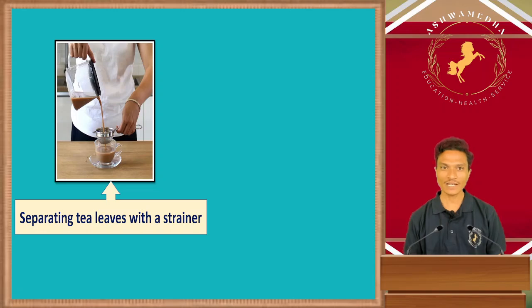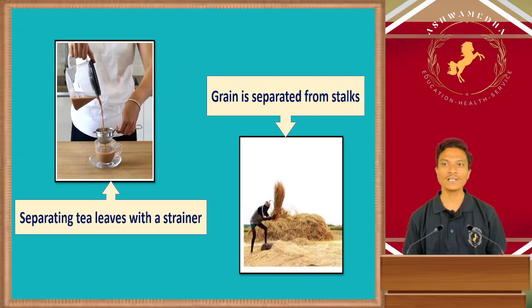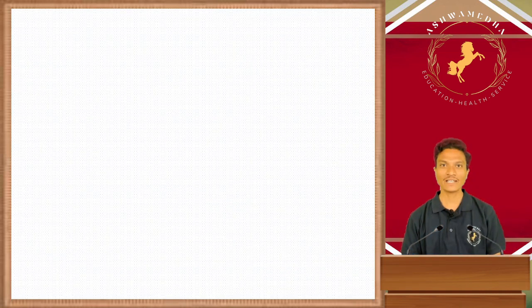In the same way, where else can you expect the separation of substances? When you visit a field, a farmer beats the stalks of the crops against the ground in order to separate the grains from the stalks. Stalks means the part of the plant which contains the grains. Those stalks are beaten against the ground to separate the grains. Again, separation of substances is happening. Yes or no? Yes.